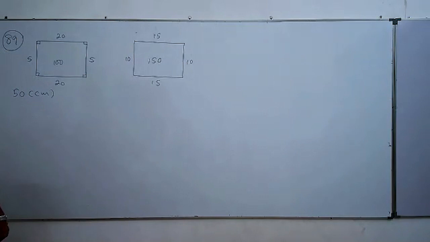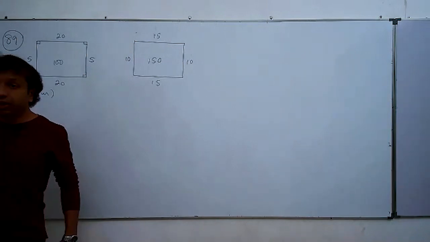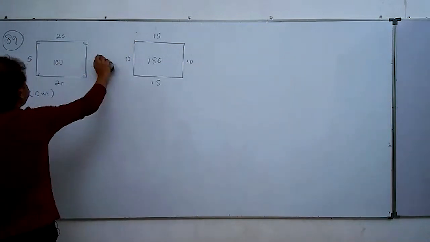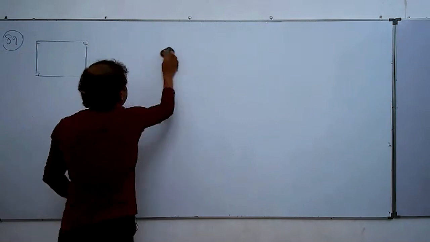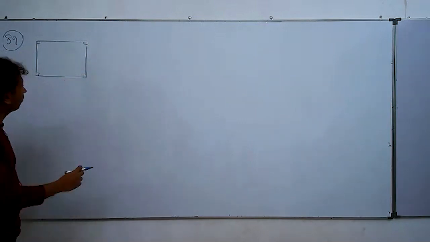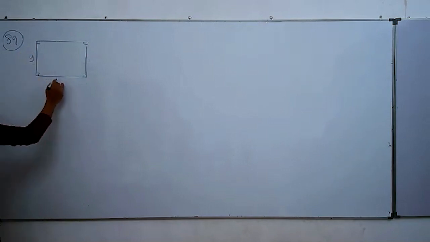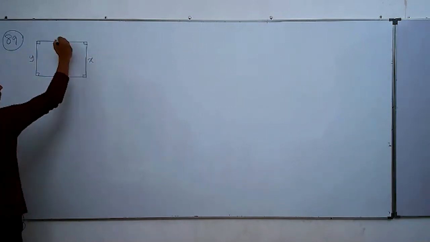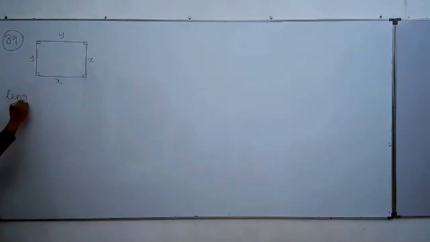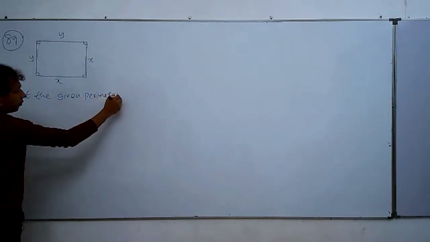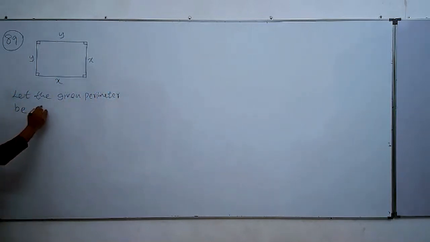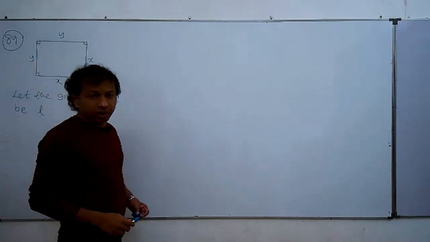Here you are given the perimeter. Without taking 50, I'll take this perimeter of the rectangle as L. And I'm going to take this breadth as y, length as x of this rectangle. Let the given perimeter be simply L.